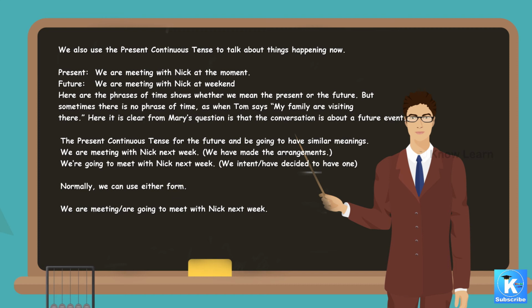The present continuous tense for the future and be going to have similar meanings. We are meeting with Nick next week. We have made the arrangements. We are going to meet with Nick next week. We intend/have decided to have one. Normally, we can use either form. We are meeting/are going to meet with Nick next week.